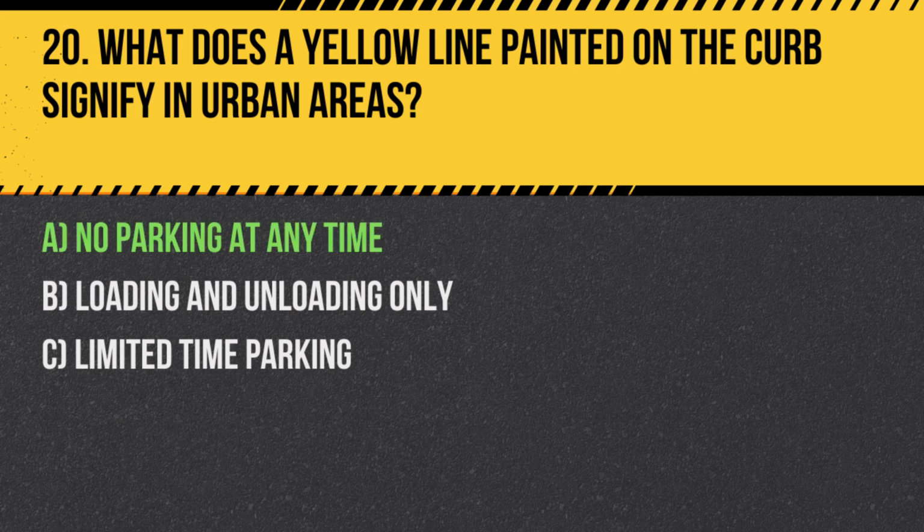Answer: A. No parking at any time. A yellow curb typically indicates no parking or stopping is allowed to maintain traffic flow and access.